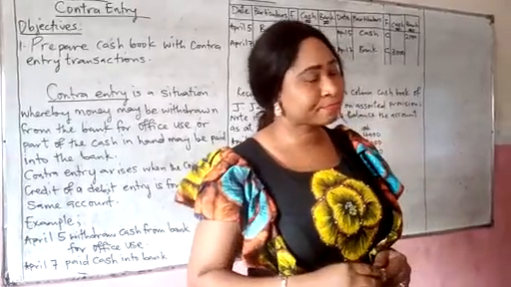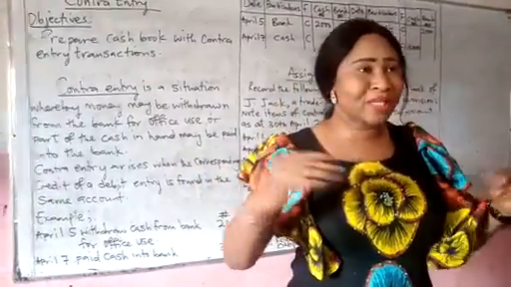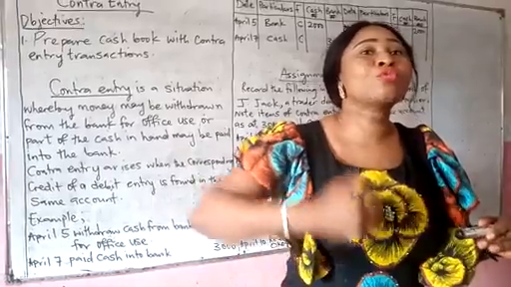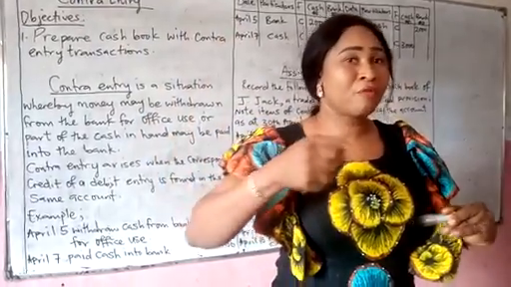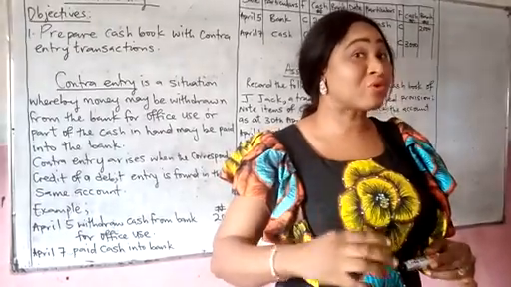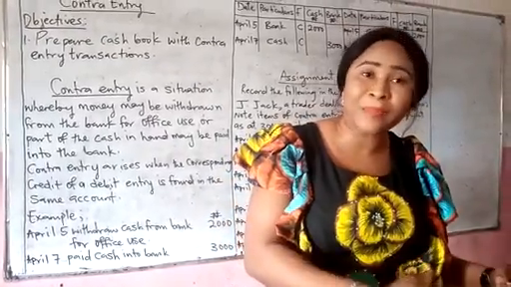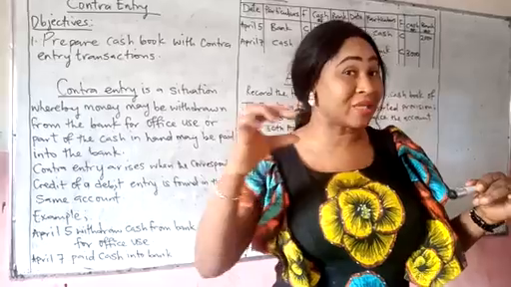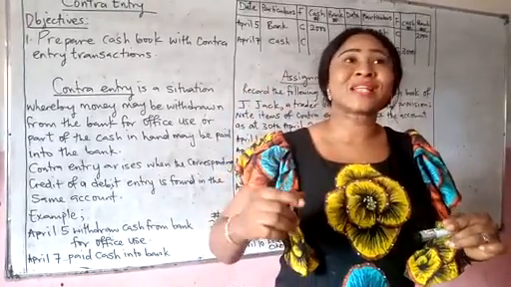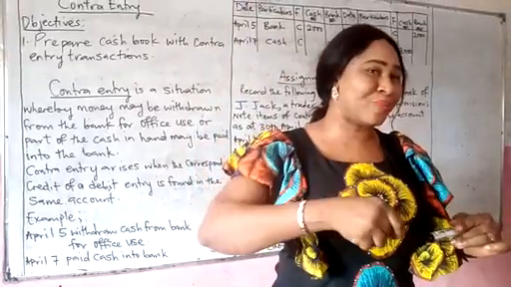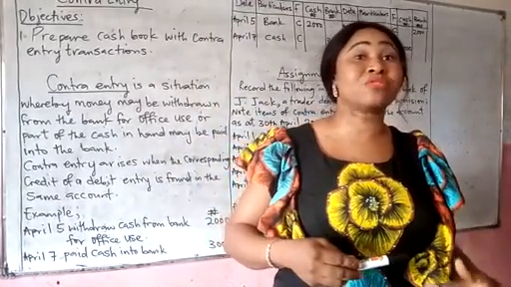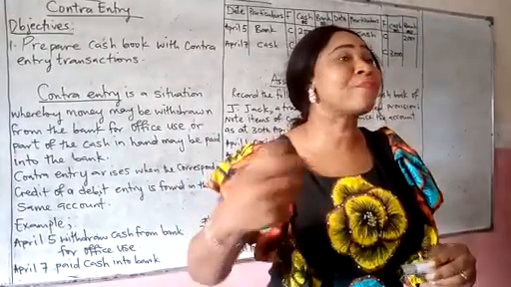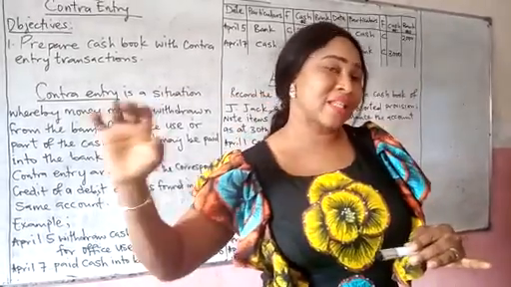Let me explain this. In business, the business owner may decide to go to the bank and withdraw some money for office use. And the business owner may also take some part of the money in the office and deposit into the bank. And remember that I told you that all the money that comes into the business will be debited, and every money that flows out, every payment that you made, will be credited.